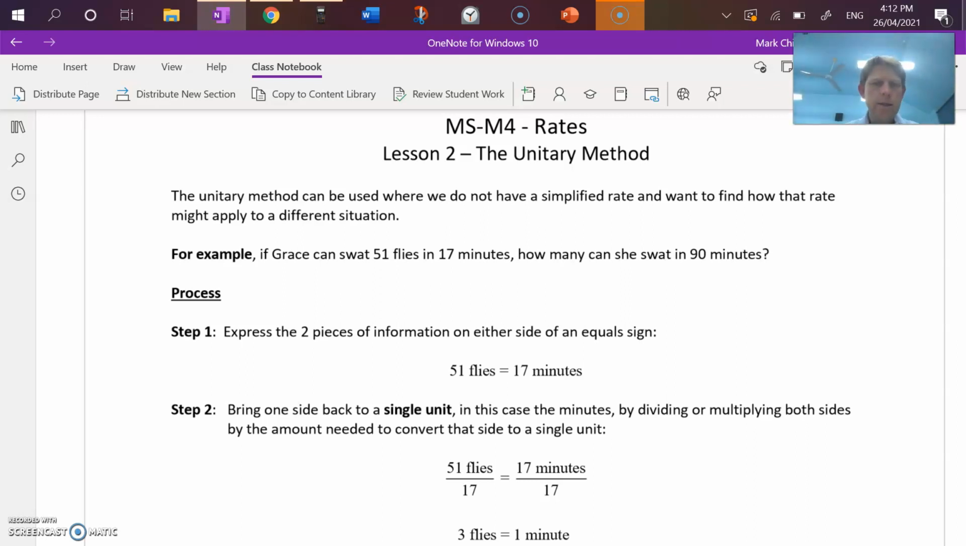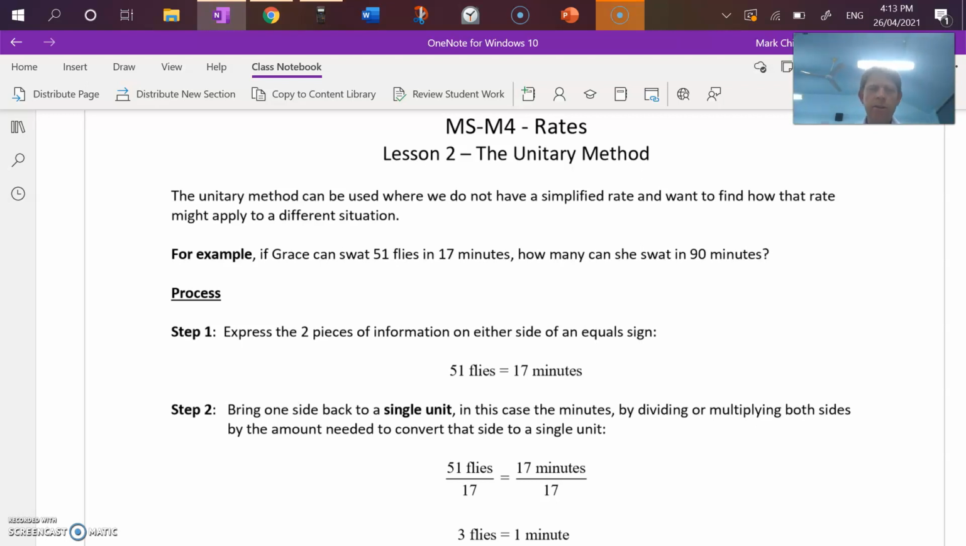Hi guys, today's lesson is on the unitary method, which we've sort of covered already a fair bit, so it should be a relatively straightforward one. The unitary method can be used where we don't have a simplified rate, and we might want to find out how that rate might apply to a different situation. Say, for instance, Grace swats 51 flies in 17 minutes. How many can she swat in 90 minutes?